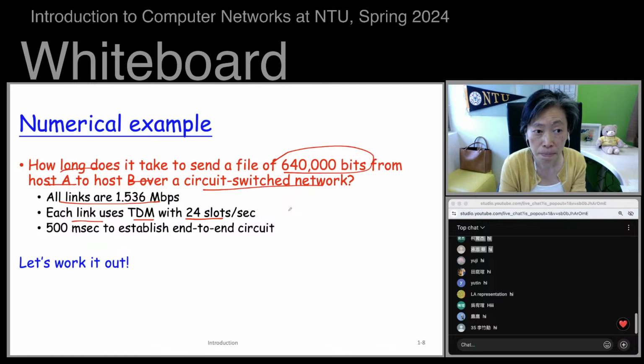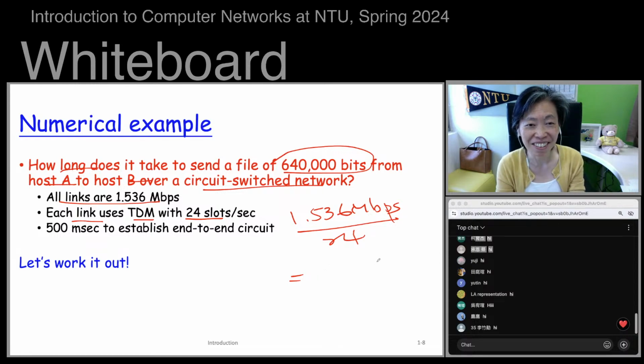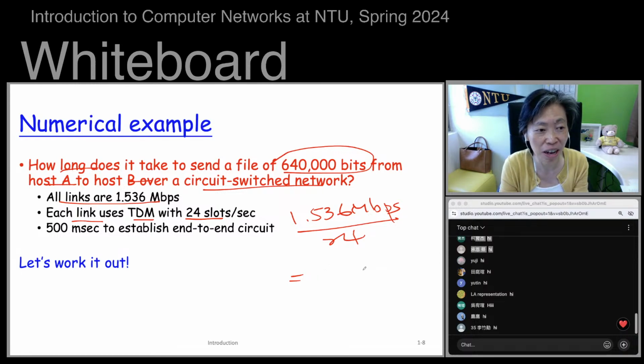So between A and B, the effective bandwidth is what? 1.536 megabits per second divided by 24. Okay, and how much is this? Guys, if you have a calculator at hand, could you help me out here? Let me know what the value is on the chat, okay?